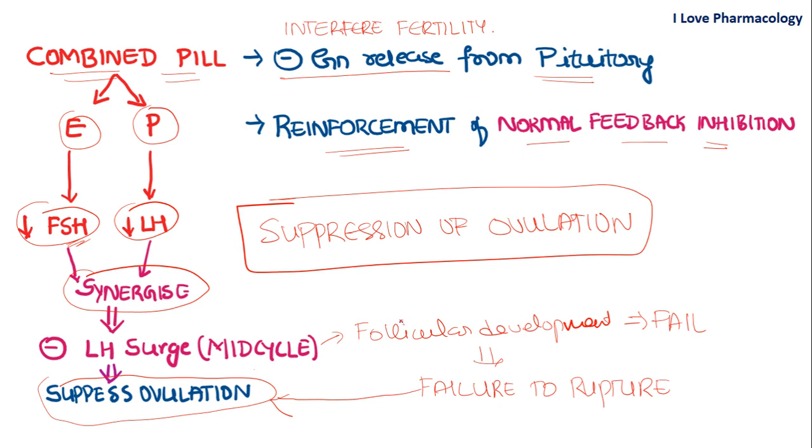Apart from this, some of the low dose progesterone only pills will also show inhibition of the LH surge, but the action is inconsistent. And also some of the emergency pills, that is the postcoital pill, when taken before ovulation, can also block the LH surge and inhibit ovulation.